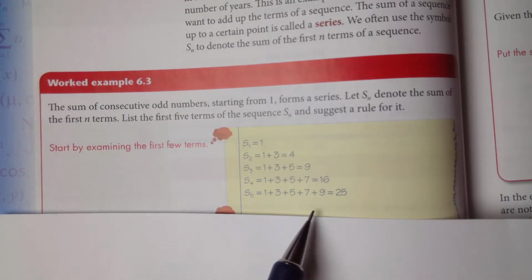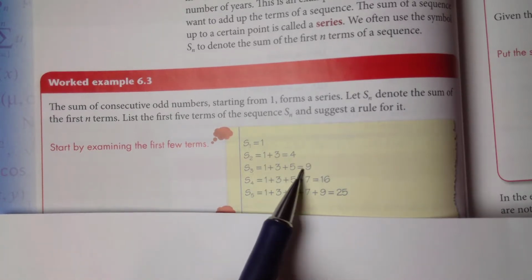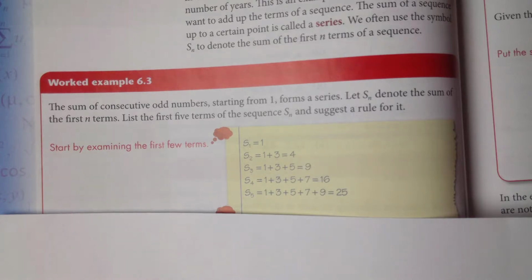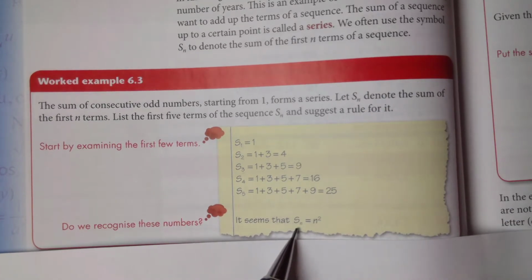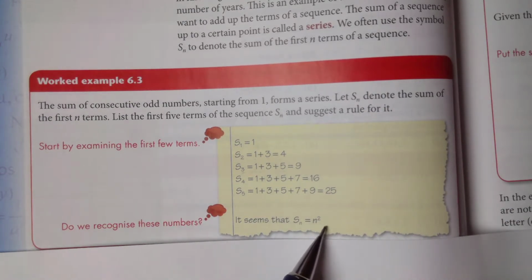And so the challenge question would be to suggest a rule for it. What is the pattern of 1, 4, 9, 16, and 25? If you meditate long and hard, you'll see the pattern depends on n. And we conclude that Sn is equal to n squared.